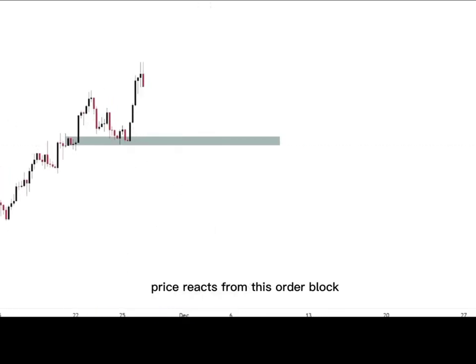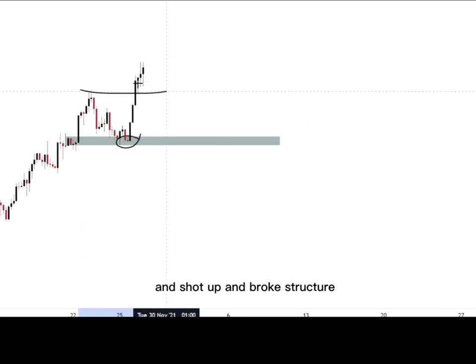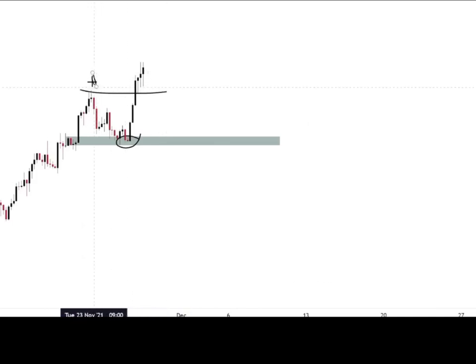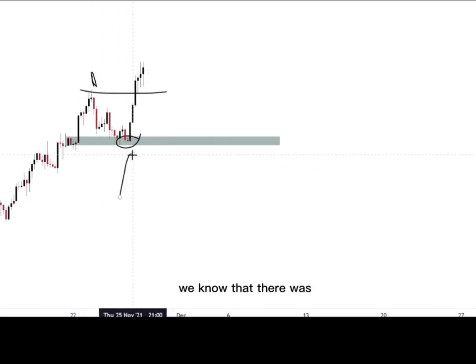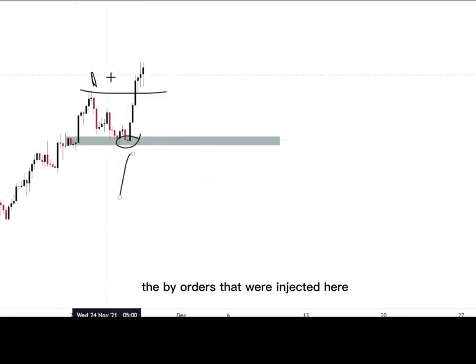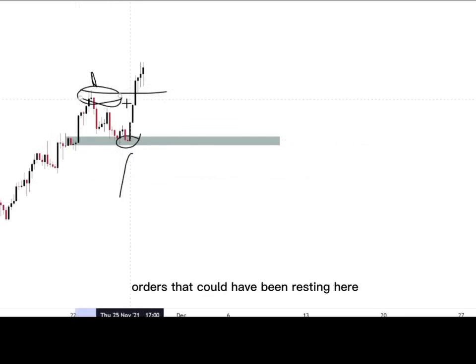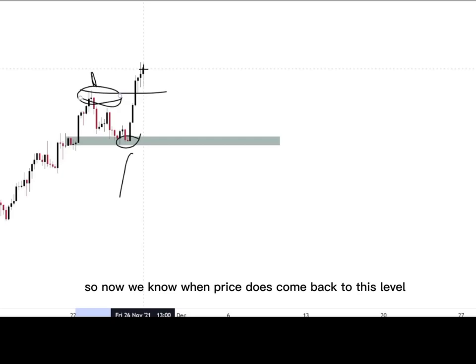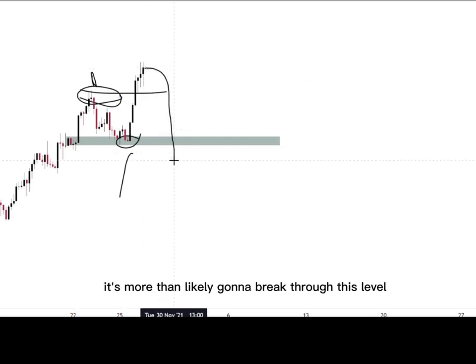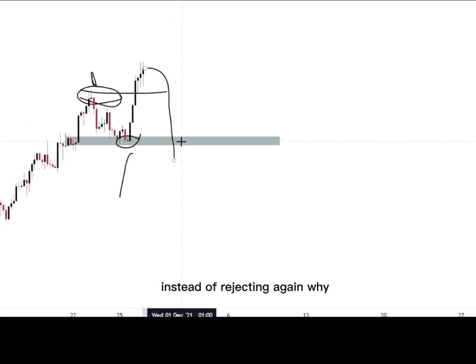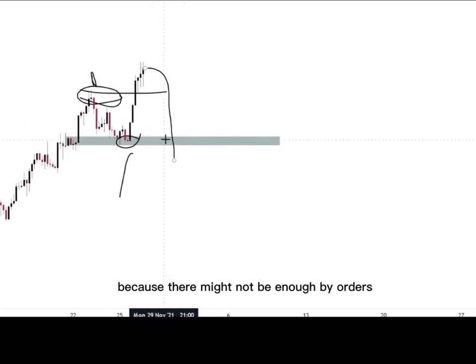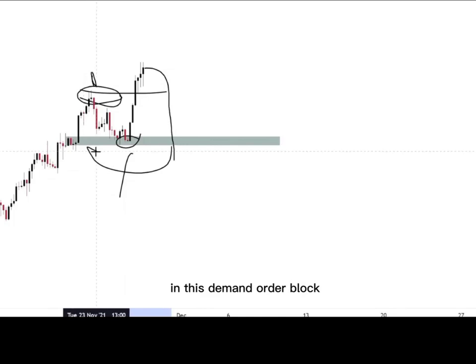Price reacts from this order block. Price reacted from this order block and shot up and broke structure. So what do we know now? We know that the buy orders that were injected here were greater than the sell orders that could have been resting here. So now we know when price does come back to this level, it's more than likely going to break through this level instead of rejecting again. Why? Because there might not be enough buy orders in this demand order block.